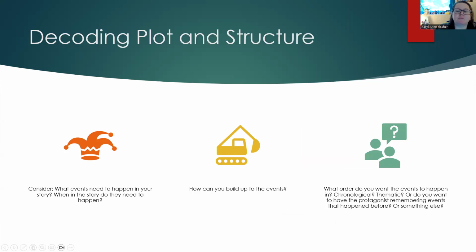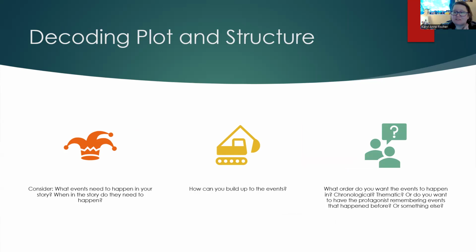When we're decoding plot and structure, you want to consider what events need to happen in my story, and when do they need to happen? If I know that character A and character B need to fall in love, or character C needs to kill character B, then I need to figure out how I build up to that and when they need to happen. When is it going to have the most impact on my readers? And how do I want to structure the order?